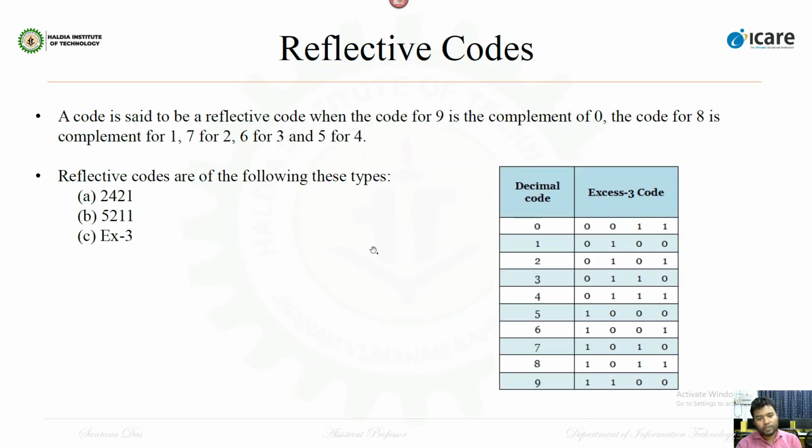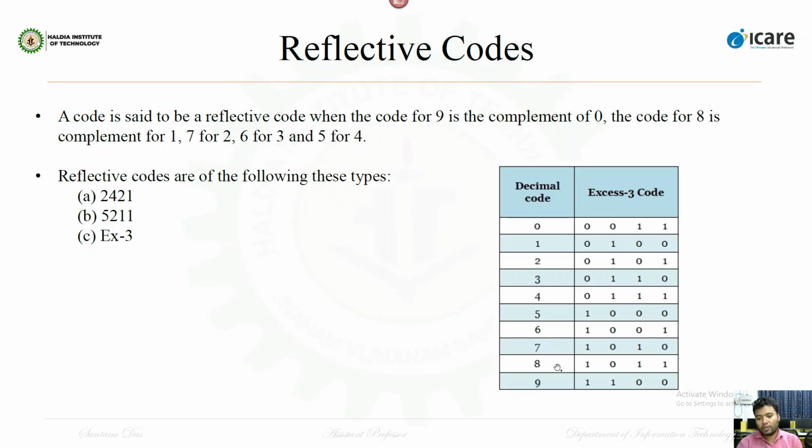Then reflective code. A reflective code is one where, in a number system, there is a reflection of any number, that means a complement value, and the code has the property of reflection of its own. As you can see, for 0 here is the binary representation in XS3 code, and the reflective code for 9 is 1100. You can see that 0 and 9 are complements of one another. So this is the reflective property.